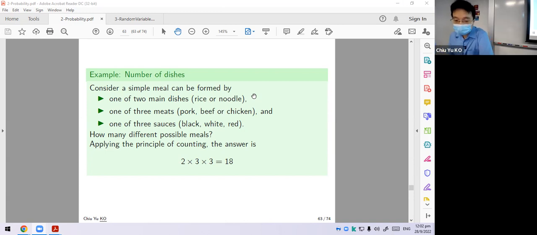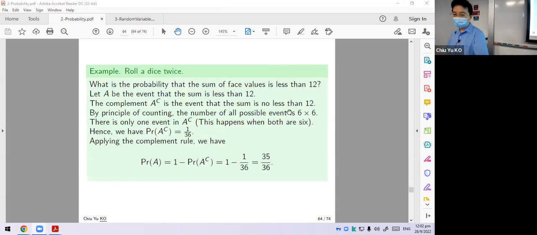Anyway, any questions? How you calculate those? Just multiply. Any question? If no, then we go to a little bit of how this relates to probability. This kind of problem often appears in probability textbooks.